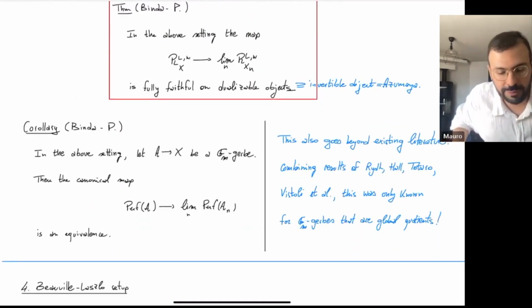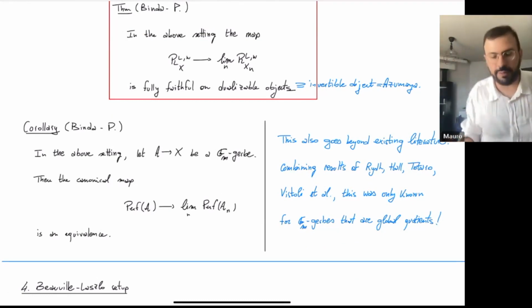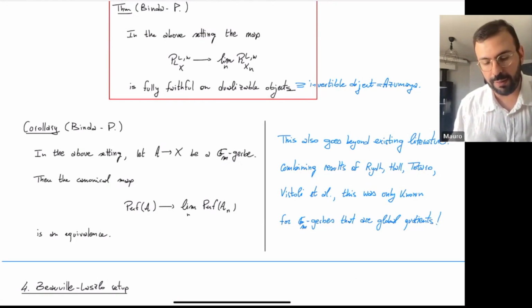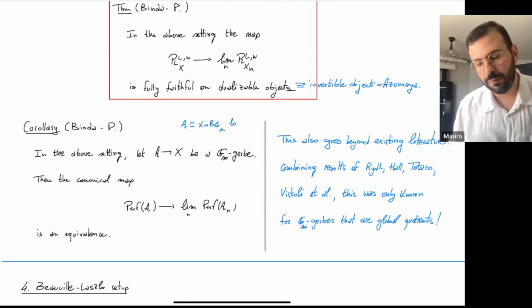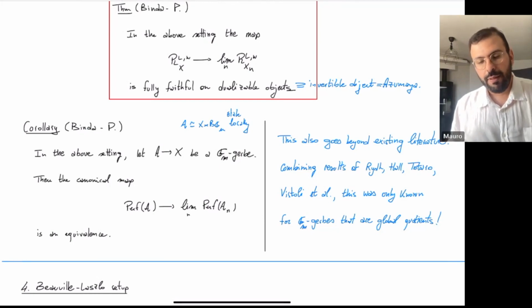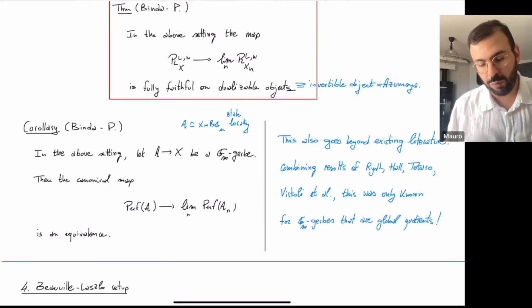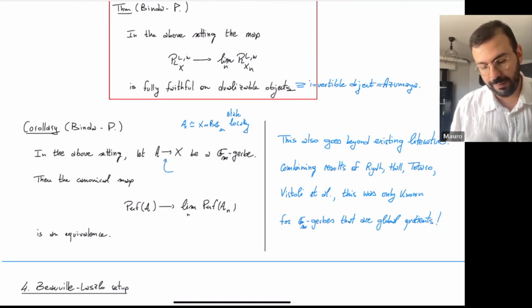It's the following. So always the same setting. We look at some GM gerb. So GM gerb means that locally A is of the form X times BGM. Locally, et al. Locally. And in particular, the canonical map to X is not proper. Cannot be proper because GM is not proper.